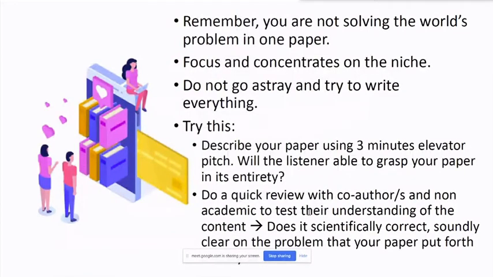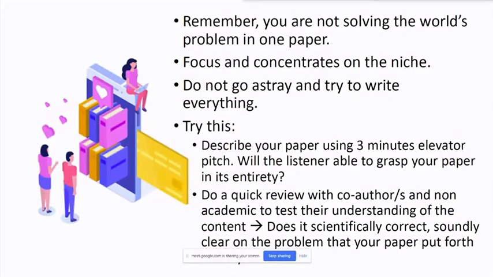And remember, when you talk about content, you are not solving the world's problem in one paper. The key here is to focus and concentrate on the niche, on the area that you're doing, and do not go astray and try to write everything. Remember, because I understand this, I was once a student like you guys. My supervisor always screamed at me, tried to strangle me because I tried to solve everything. I tried to do a lot of things in one thesis. The key thing is to edit.